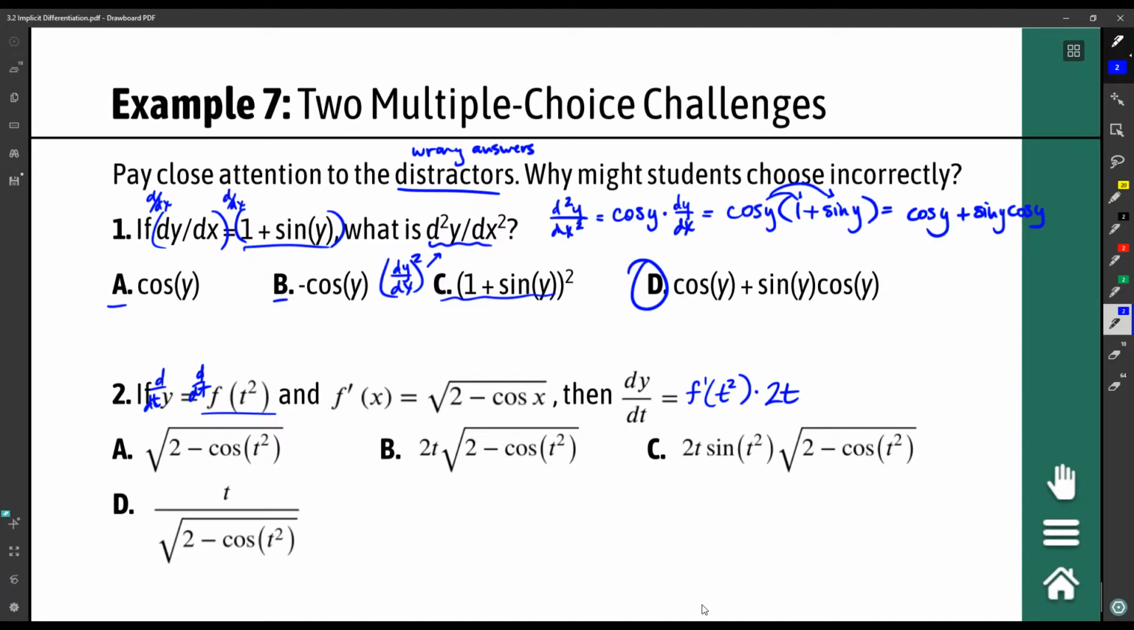We see here that f prime of x is the square root of 2 minus the cosine of x. So we're going to use that to evaluate f prime of t squared. If we plugged in a t squared, that would take a t squared into the cosine as well. Now we have, I'm going to move the 2t to the front, 2t times the square root of 2 minus the cosine, not of x, but of t squared. I'm looking for that result somewhere, and I'm finding it in part B. I'm going to challenge you, the viewer, to figure out why a student might choose A or C or D. You can probably see a few of those answers right now.